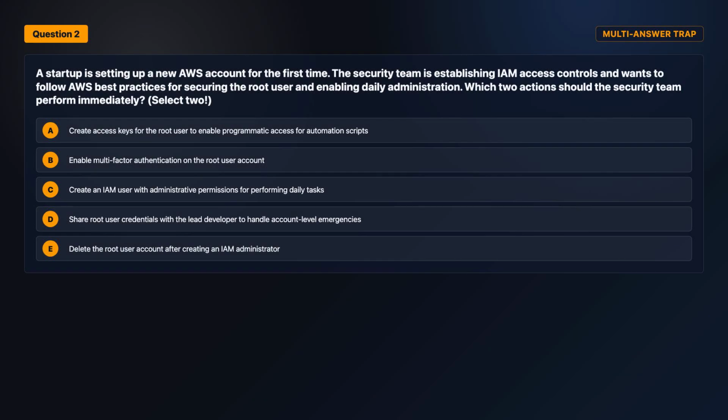Ready. Question 2. Several choices sound plausible. A startup is setting up a new AWS account for the first time. The security team is establishing IAM access controls and wants to follow AWS best practices for securing the root user and enabling daily administration. Which two actions should the security team perform immediately? Select 2. Review the answer choices on screen.